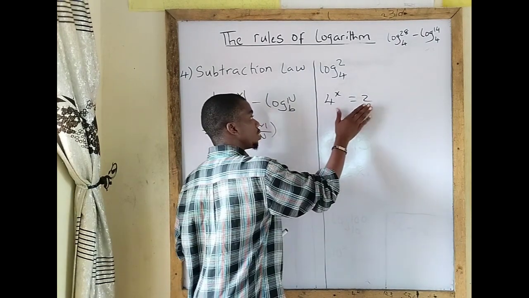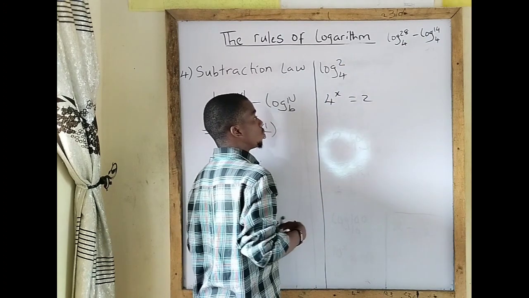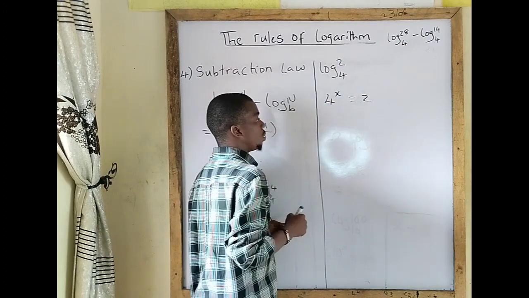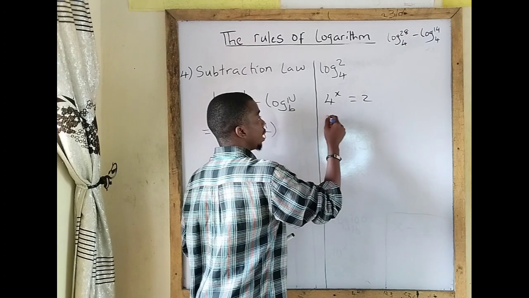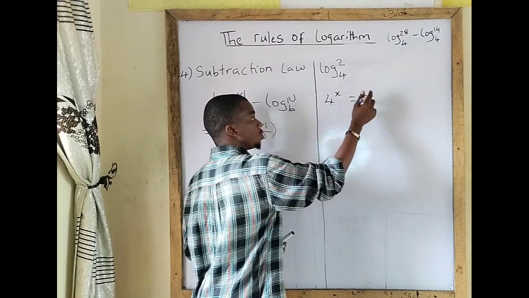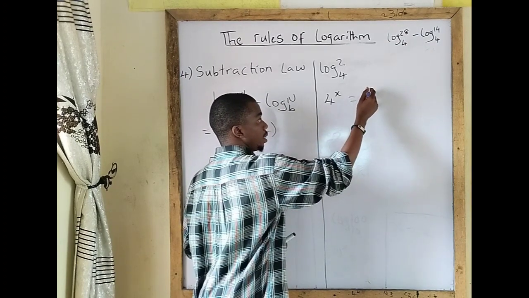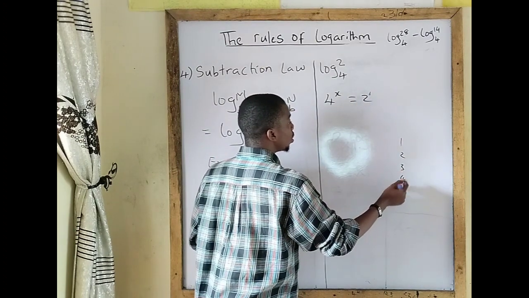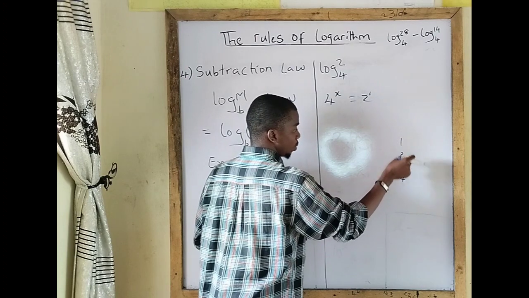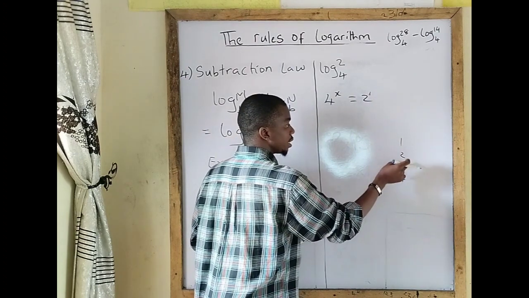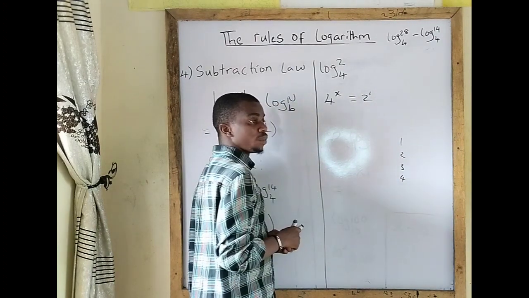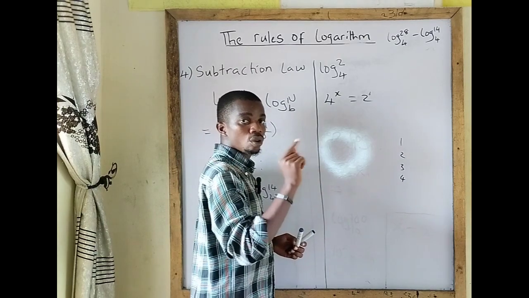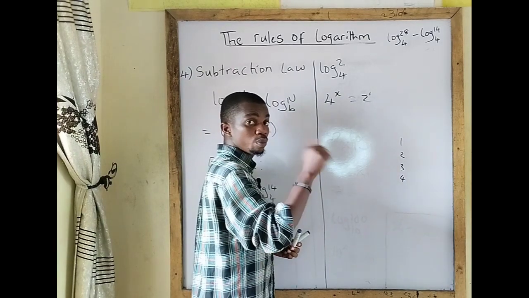Okay, this is the exponential form of this logarithm. If we write this in its index form, we already know that 2 is raised to the power of 1. Every number written, 1, 2, 3, 4, without a power indicated on it, you should just know that such a number is naturally raised to power 1.